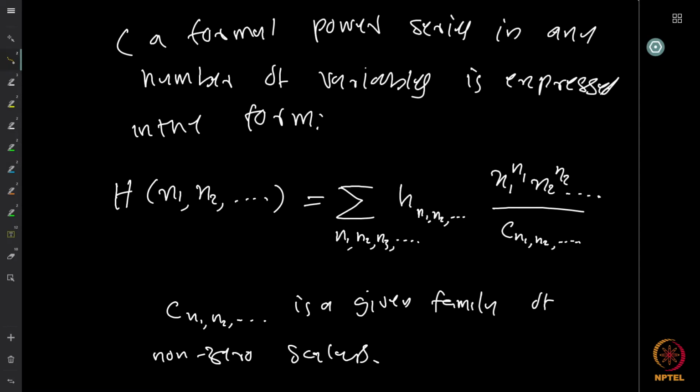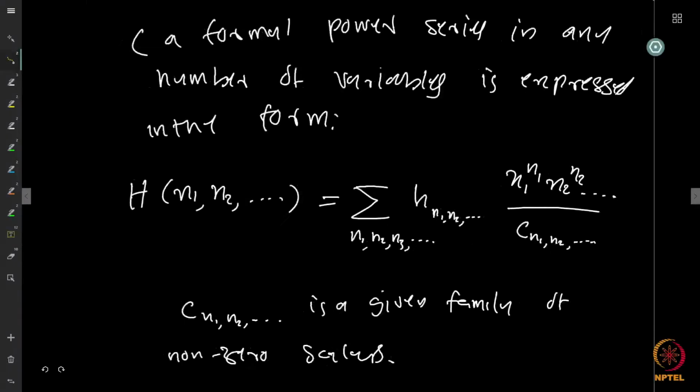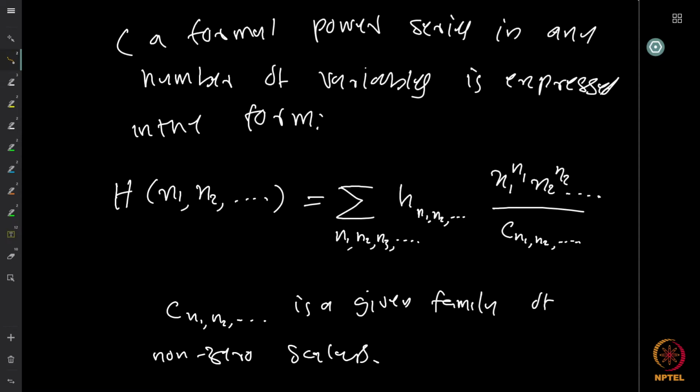Now, a formal power series can be expressed in any number of variables. You can talk about formal power series in one variable, two variables, or infinitely many variables. If you have infinitely many variables x1, x2, etc., you can define it as the summation over all tuples (n1, n2, n3, etc.) of a coefficient times x1^n1 x2^n2 etc., divided by c_{n1, n2, ...} for the same tuple, where c_{n1, n2, ...} is a given family of non-zero scalars. In our case, it was n factorial. It could be anything else. That kind of thing is a formal power series, and you can generalize it to any number of variables as you please.